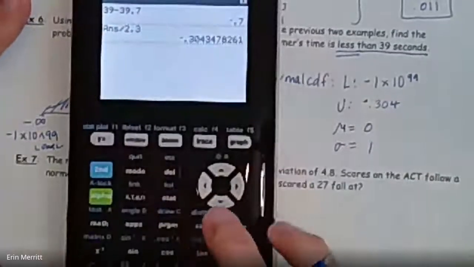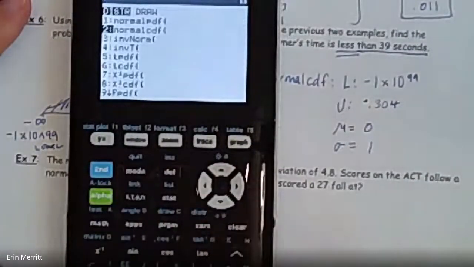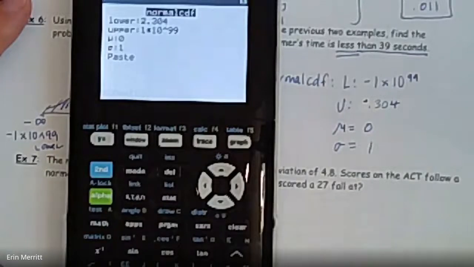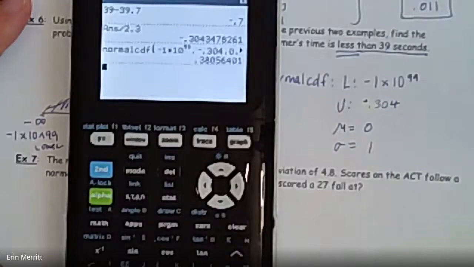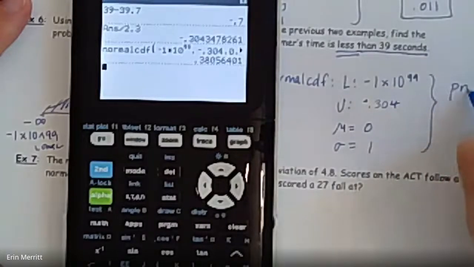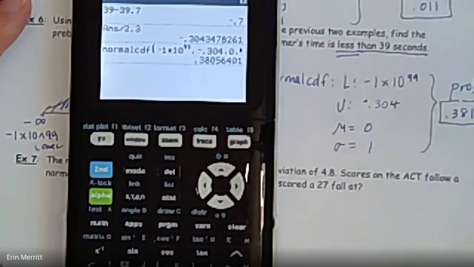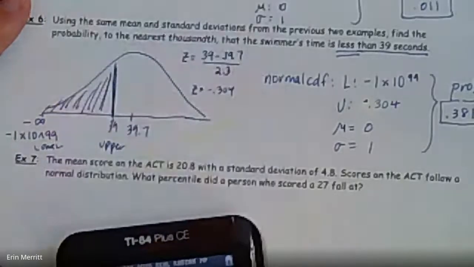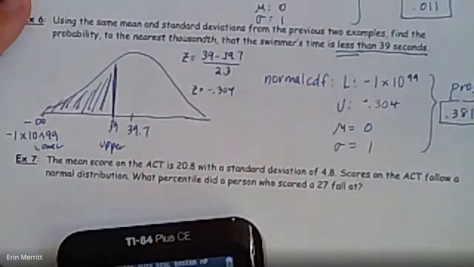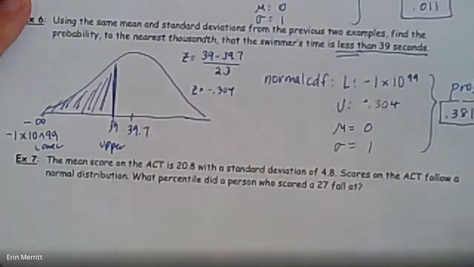Go to your calculator. We go to second, VARS, normal CDF. Going to start getting good at this. This is now going to be negative 1 times 10 raised to the 99th power. This is now negative 0.304, 0, 1, hit enter again, and the probability comes out to be 0.381. So that's the chance that she would swim a time that's faster than 39 seconds, or less than 39 seconds, which is pretty cool.